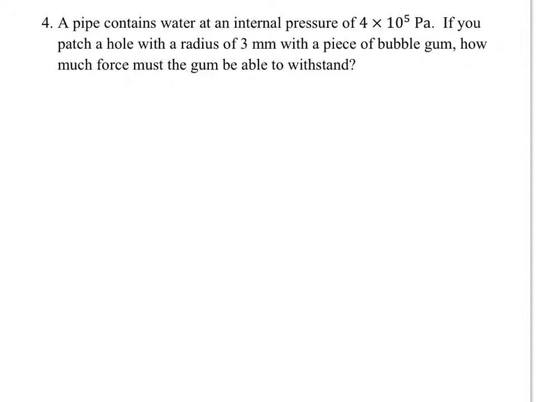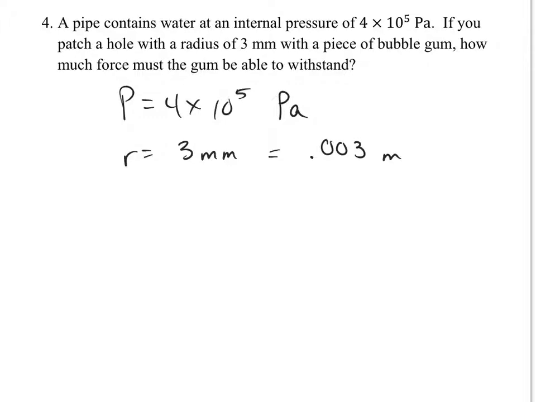So we know in this case that there's a certain internal pressure. So let's start by listing that value. That's the pressure of the water in the pipe. We know the hole has a radius of 3 millimeters, which is 0.003 meters. And the question is, how much force can the gum withstand, or should the gum be able to withstand?